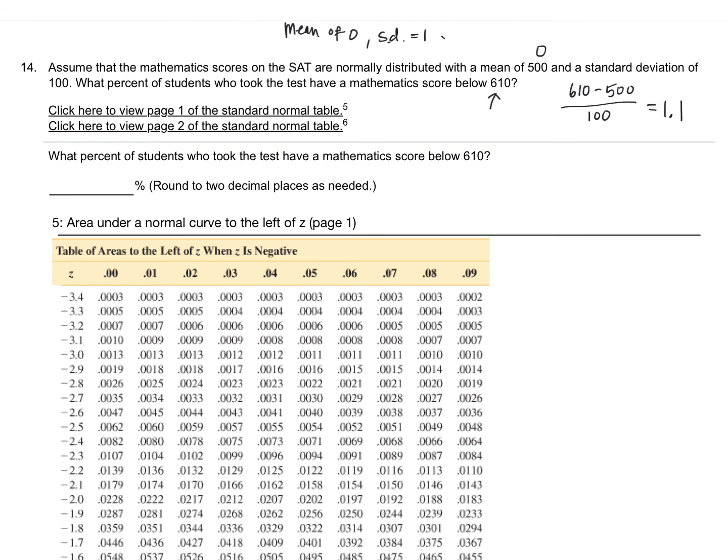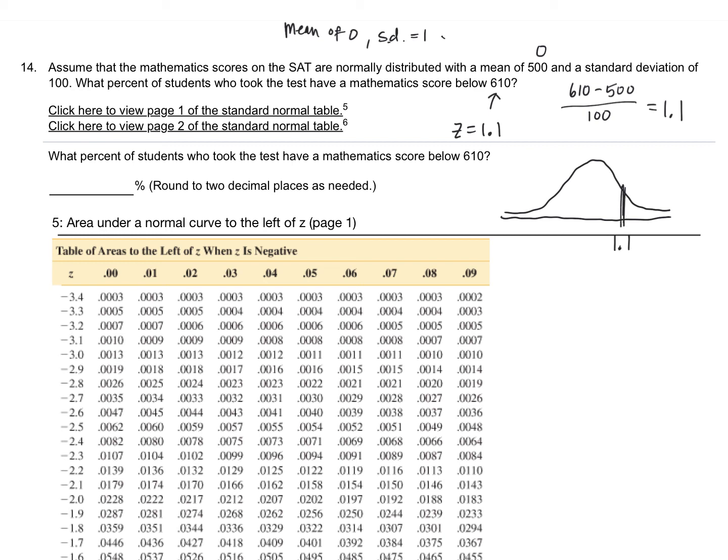So the z-score for 610 is 1.1. And you can always find the z-score by subtracting off the mean, which they have to give you, and dividing by the standard deviation. Again, they'll give you that. So the next thing we want to do is get an idea for what's going on. So we're going to draw a picture. We have a z of 1.1. So let's say that's here.